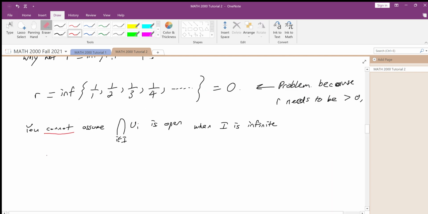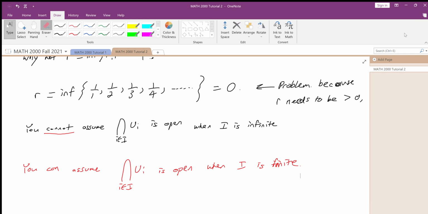But what you can assume, however, is that the intersection of the UIs is open when I is finite. So that's what question 1b is trying to say. The finite intersection of open sets remains an open set. And that's it for 1b.